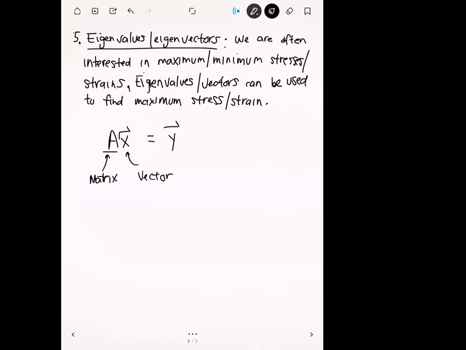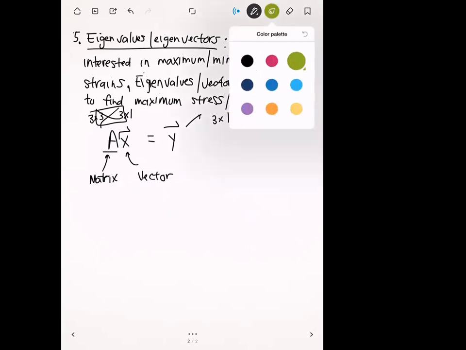Just as an example, let's say that A is a 3×3, and that X, in order for it to be properly multiplied, is a 3×1. We can see here that the inner dimensions match, so we can perform this matrix vector product. What we get in the end is a vector Y that's also 3×1. I remember last time that's how we check to make sure that we can perform any kind of matrix multiplication.